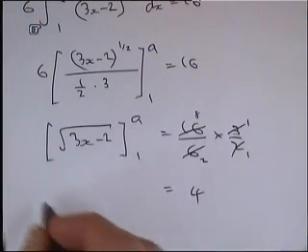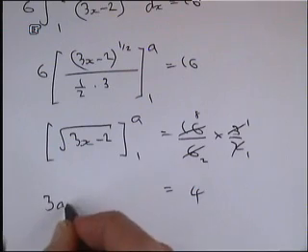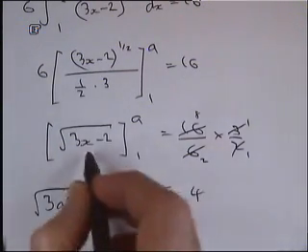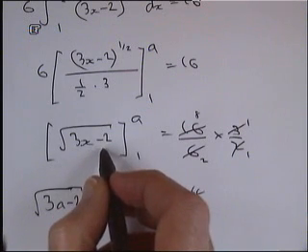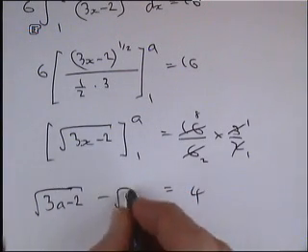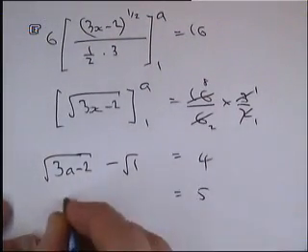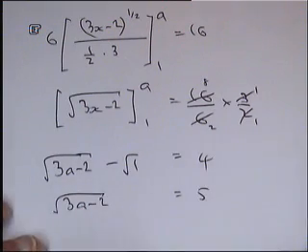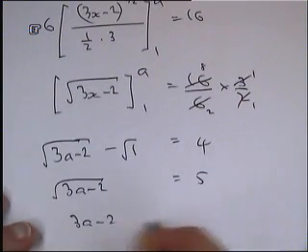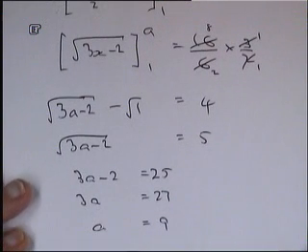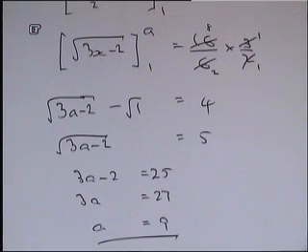And over here, I've got 3a minus 2 being square rooted. When I put x = 1 in, I get 3 lots of 1, which is 3, take away 2, which is 1, square rooted, and that equals 4. Well, this is just 1, and I can add 1 to both sides. If I then square both sides, add 2 to both sides, and divide both sides by 3, I get that a equals 9. So I found the missing a, which is the first thing I had to do in this question.